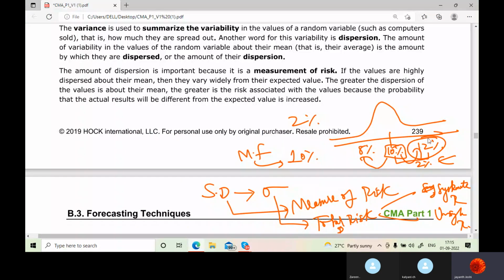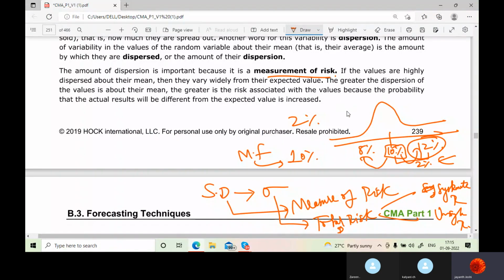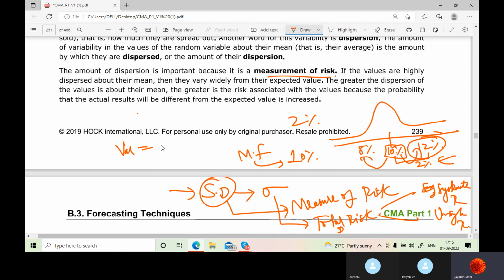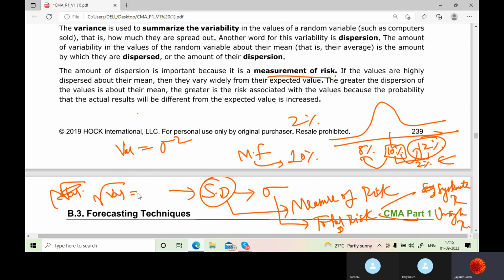So this is a measurement of risk, but standard deviation has a major problem. You cannot directly find the standard deviation. To find out the standard deviation, you should have variance. Variance is equal to sigma square. So you can understand, root of variance is standard deviation.